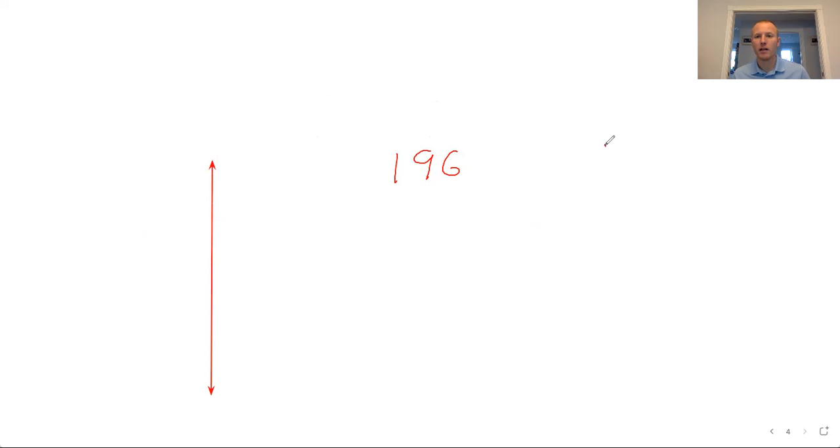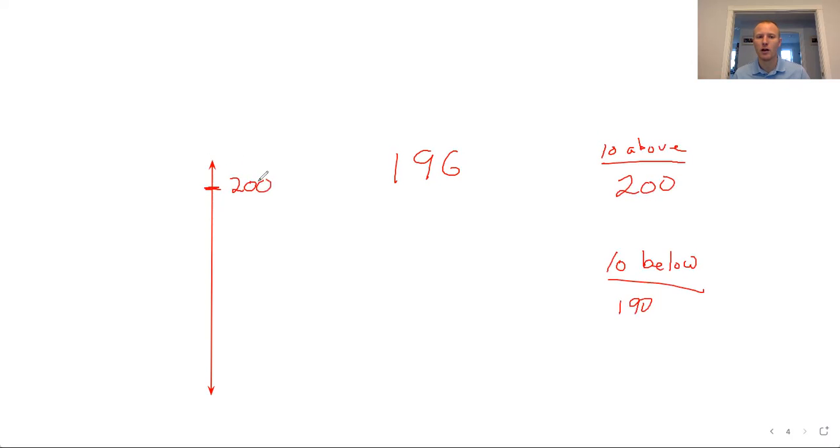And the 10 above, we start at 196 and we count up till we hit the next number that ends in a 0. So 196, 197, 198, 199, 200. The 10 below, well, you start at 196 and you count back, you end at 190. I can put both of those now on my vertical number line.